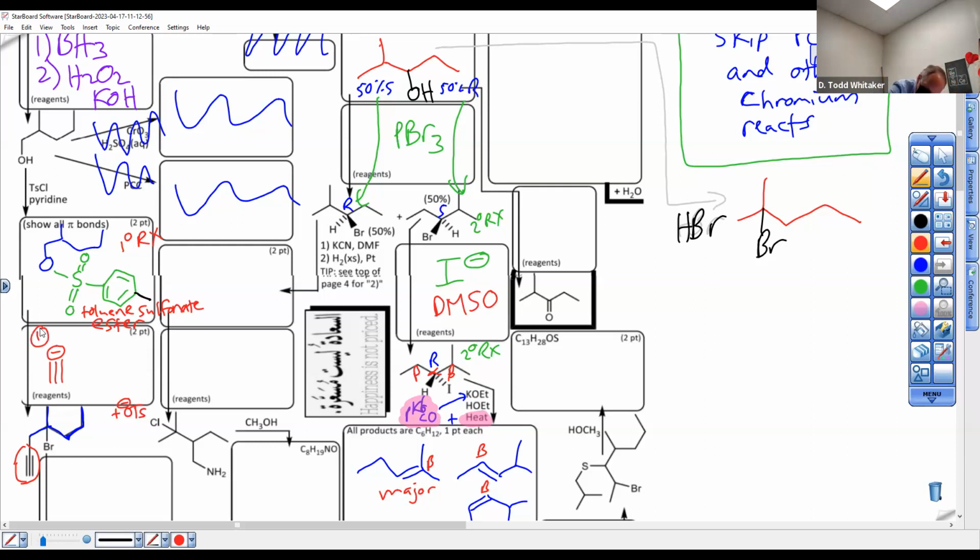And I want my bonus points, so I'm going to write comma DMF. What kind of reaction is that? Strong nucleophile. Primary carbon with leaving group. Polar aprotic solvent. Everything there said SN2.